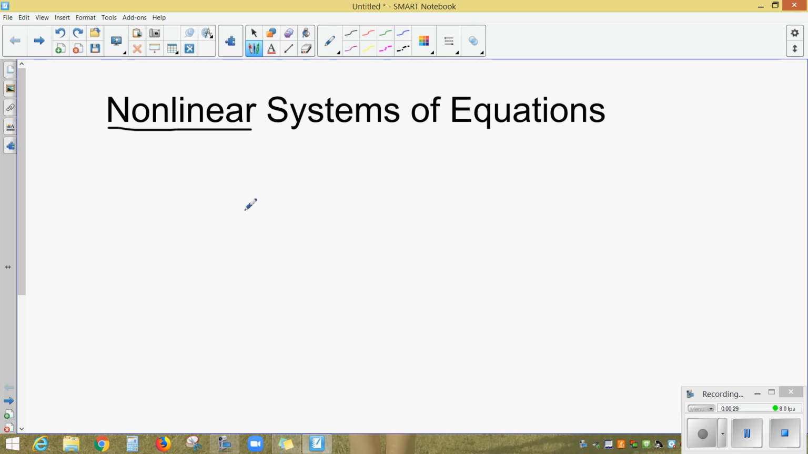In a nonlinear system, that means at least one of the equations is not a line. Okay, now when we start off, one of them will be a line, and we're also not going to go beyond two equation systems in this section. We could use the same methods that we used in the last section to solve these nonlinear systems, but I want to talk for a couple minutes about the number of possibilities with our solution sets.